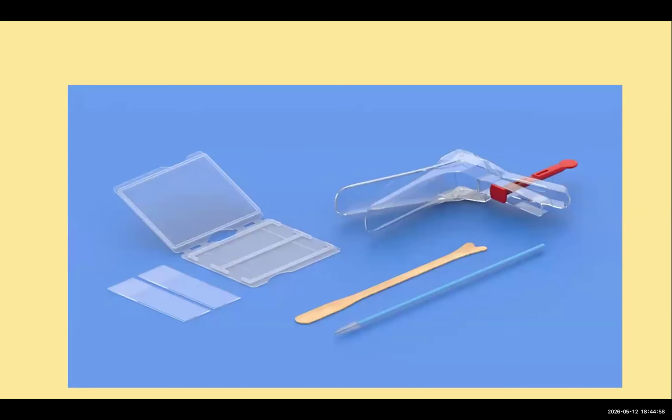So with the pap smear, these are the tools that we use: the speculum, the wooden spatula, the brush, and the glass applicator. So basically, the samples are collected, and with a spray fixative, it is used to test for precancerous cells in the cervix.